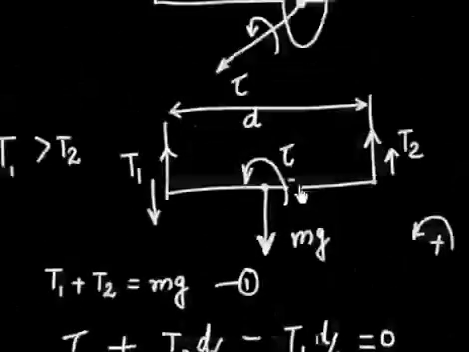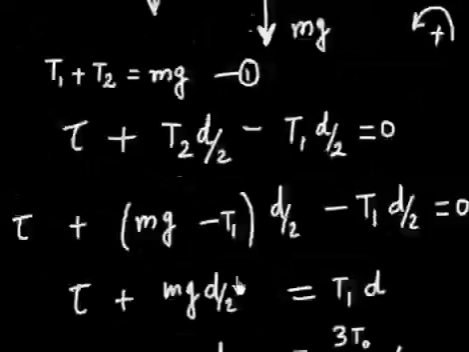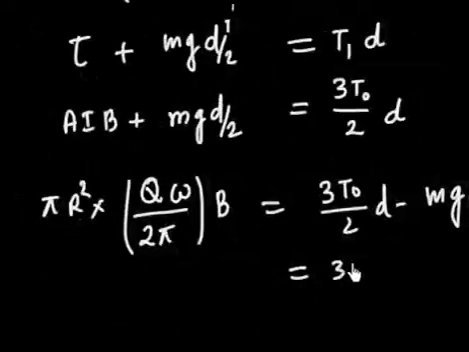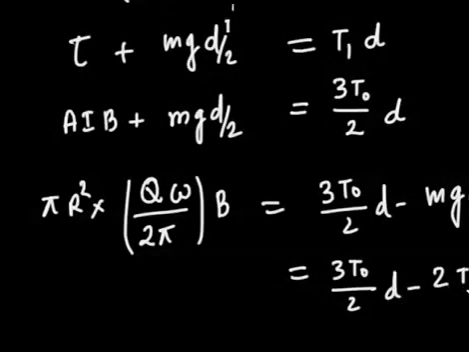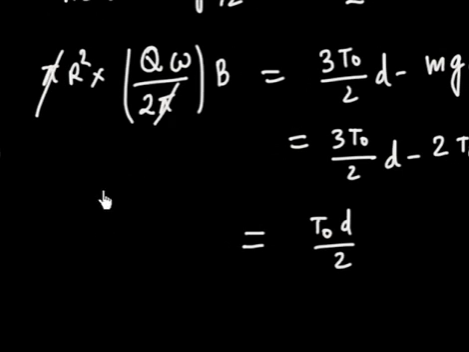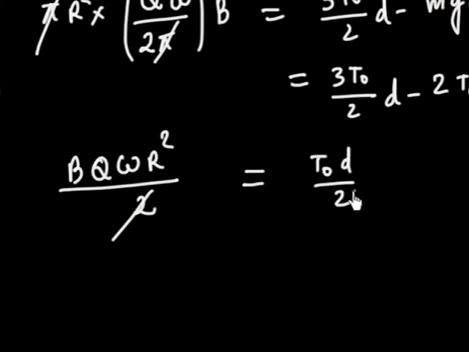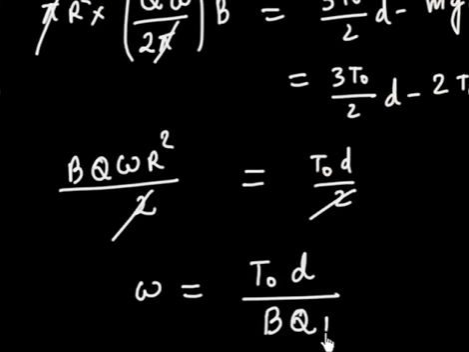Now from the first part, we have also said mg equals 2 T0. So if I plug that value, I will have 3 T0 by 2 into d minus 2 T0 d by 2. So this comes out to be 3 T0 by 2 minus T0, so this is T0 into d by 2. So I will have here, pi goes, so I will have B q omega r square by 2 equals T0 into d by 2. So 2 goes. So what is the maximum value of omega? That is T0 d by B q r square.